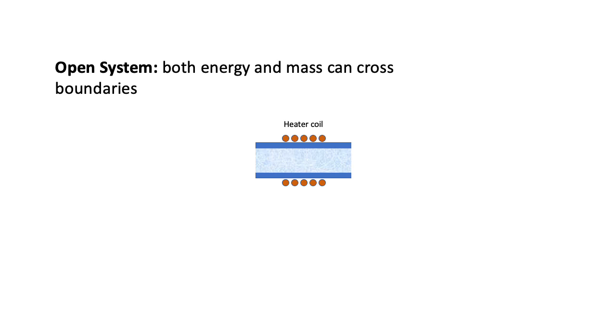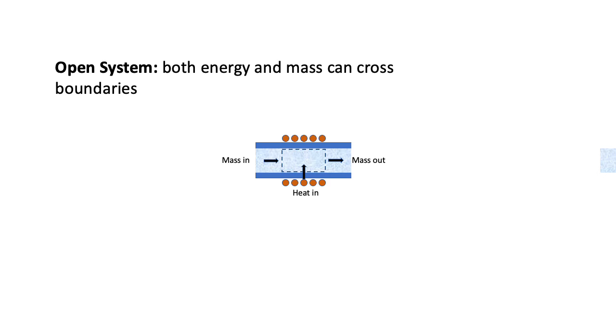An open system is one in which both energy and mass can cross the system boundary. So we have over here a water pipe, and around a section of that, a heater coil is wrapped, and we use that to heat up the water. Now, if we want to analyze the temperature rise of the water as it goes through the heater coil, we will define a system which is just the heated portion of the pipe.